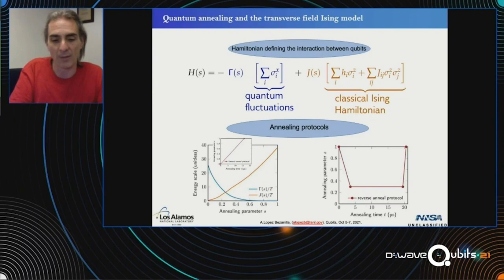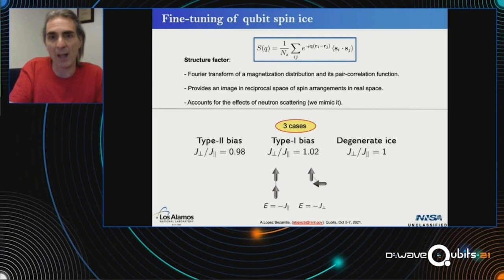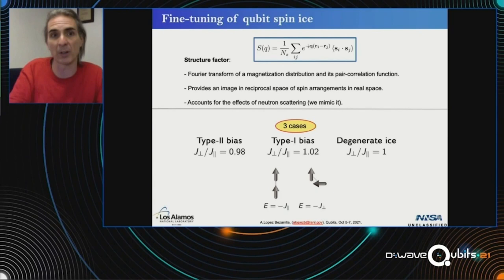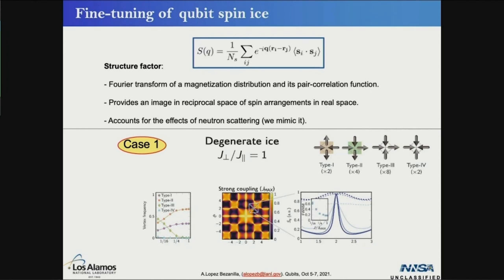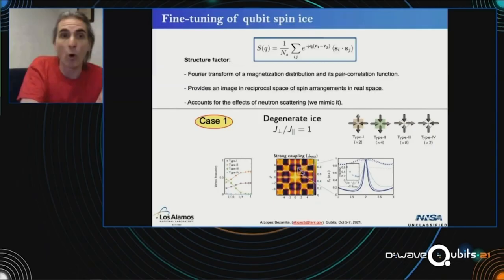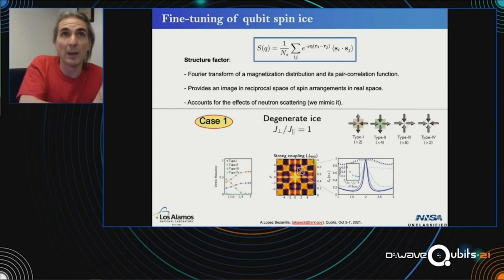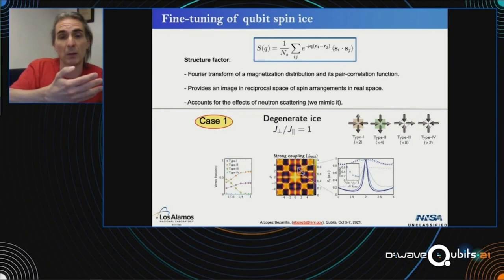So we have three different cases. We have degenerate ice, when both types of couplings are the same. We have the case when one is slightly larger than the other one, or the opposite. And what we observe is that when we have degenerate ice, both type 1 and type 2 are equally probable. We observe for a stronger coupling, we can have predominantly thermal fluctuations. So thermal fluctuations when the coupling between spins is weak, or we can have quantum fluctuations predominantly with respect to thermal when couplings are very strong.